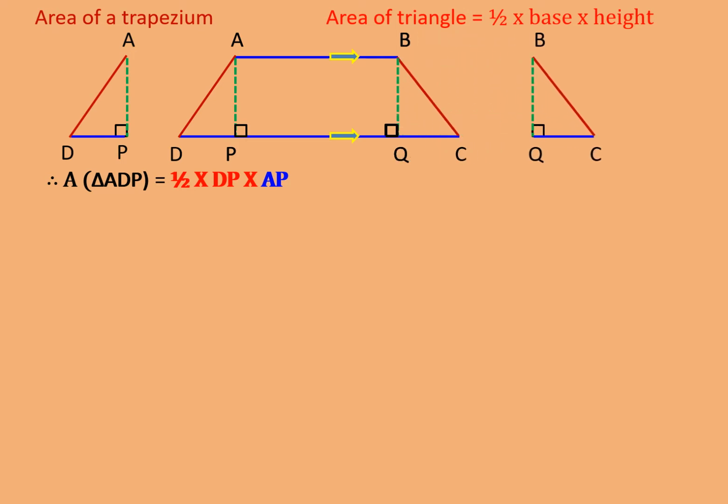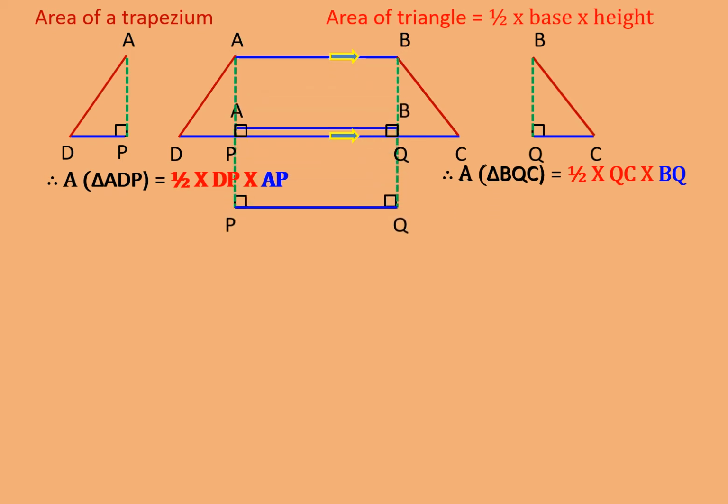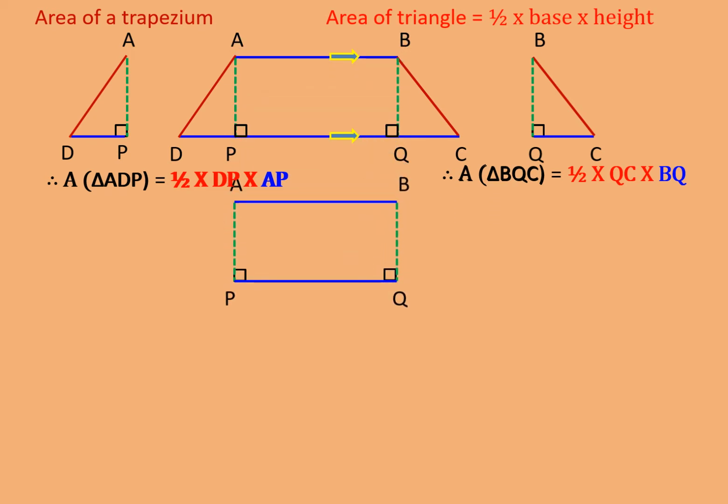Similarly, from the right side, a triangle portion comes out, which is named triangle BQC. Again, it is a right angle triangle, so the area will be equal to half into QC into BQ. Now, the left and right side triangular parts have come out, so the middle portion is remaining, which is in the form of a rectangle.